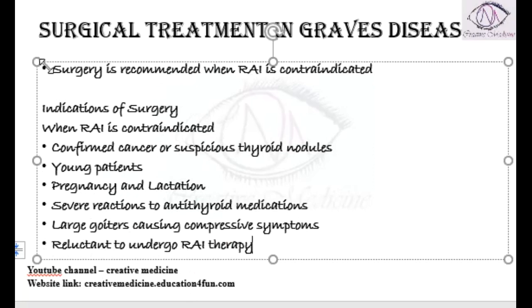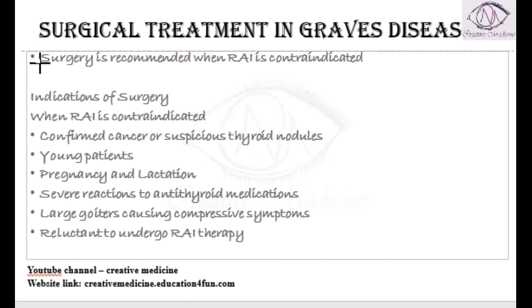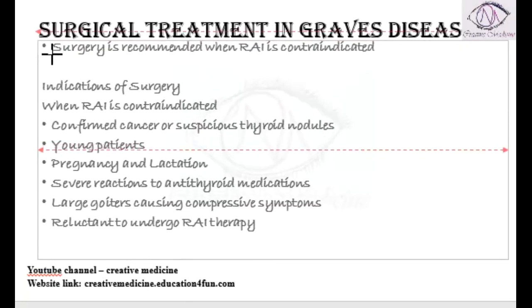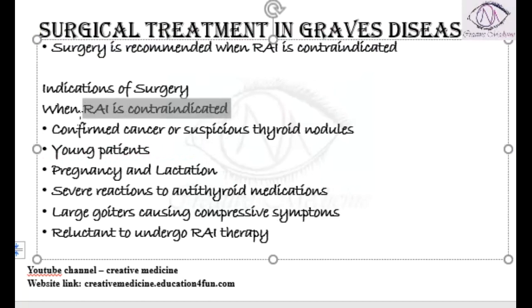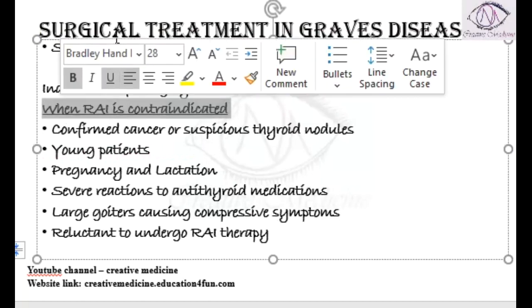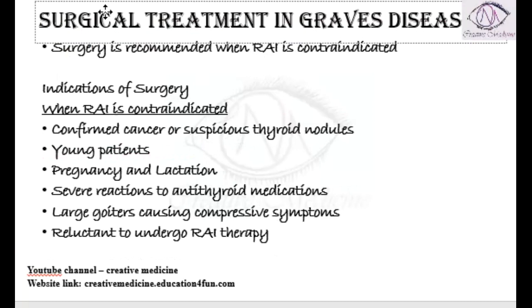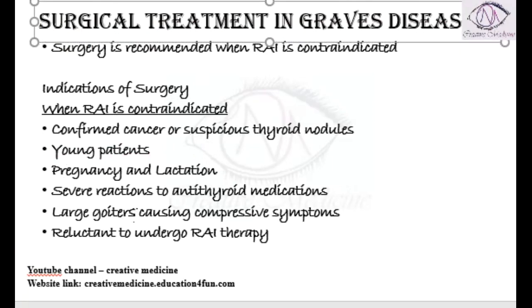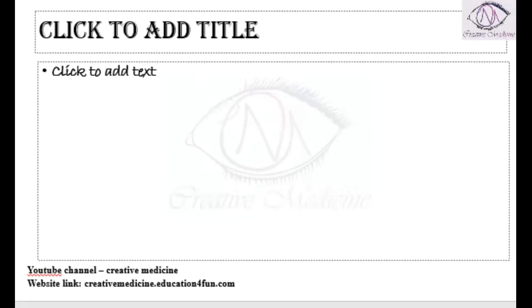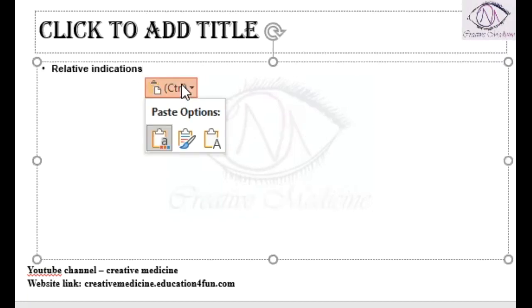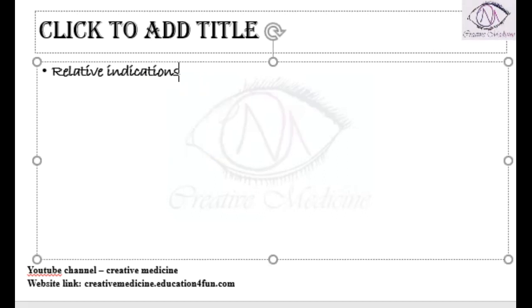Radioactive iodine therapy is also contraindicated if the patient is not interested in going through it. So in such cases we do surgical treatment. These are the indications if radioactive iodine therapy is contraindicated. Then we also have relative indications of surgery.